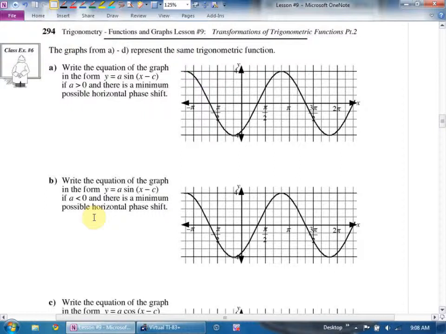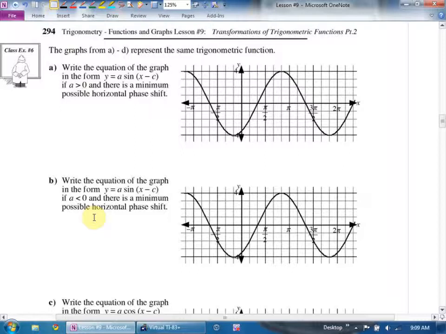Okay? So, here's what it says. Graphs A through D represent the same trig function. And they do. Somebody in this class last day said, Mr. Dueck, I noticed sine and cosine look the same. You could slide sine over and it looks just like cosine. As it turns out, any sine graph, I can write as a cosine equation if I want to. Any cosine graph, I can write as a sine equation.